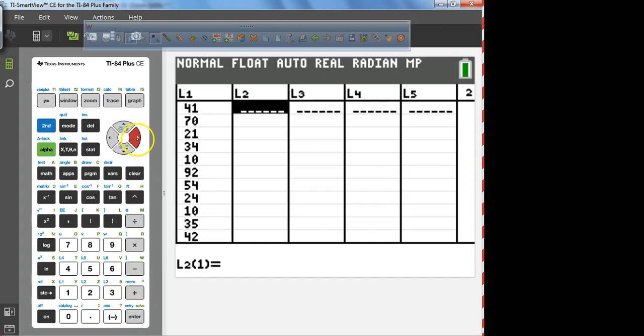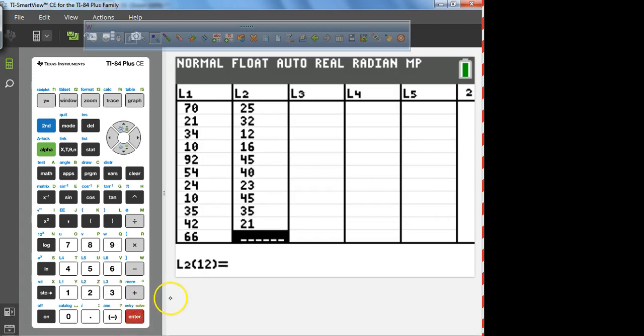All right, now we have to go over here to the right. And 41 goes with a 21. We have a 25 and a 32. Then we have a 12 and 16. Then a 45 and a 40. Then a 23 and 45. All right, then we have a 35 and a 21. Hopefully I only have one more. 14.